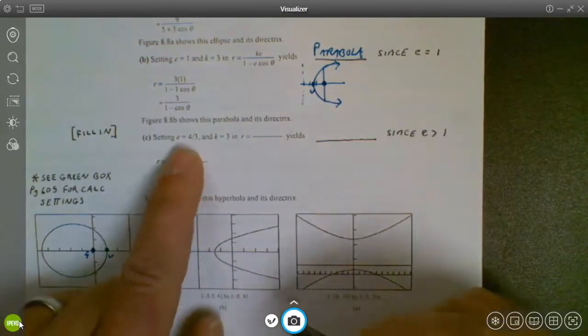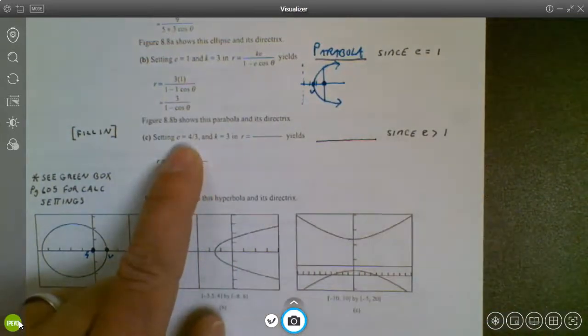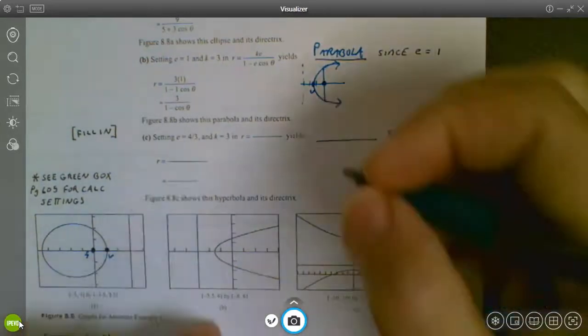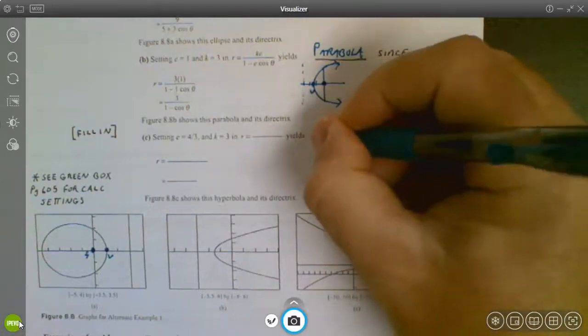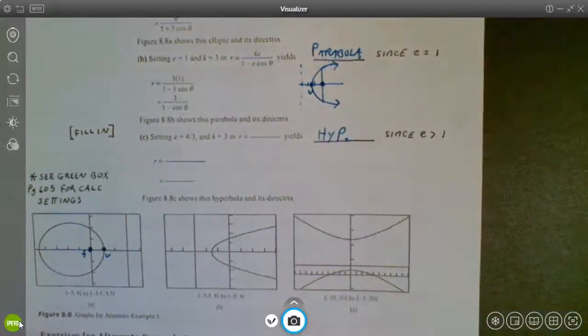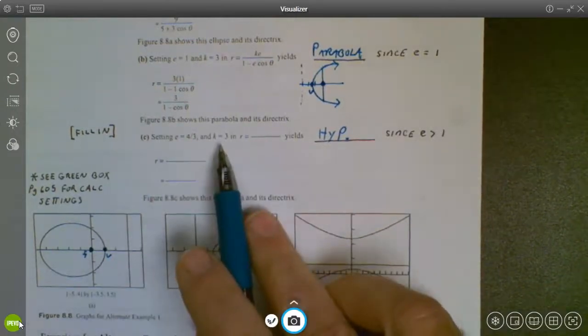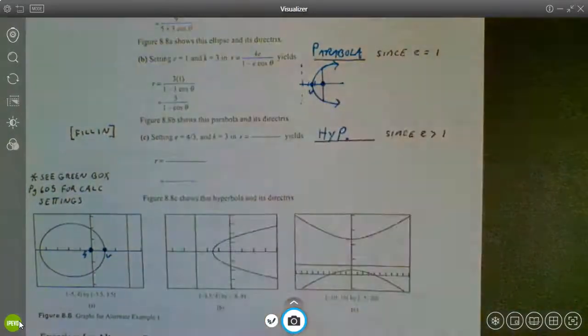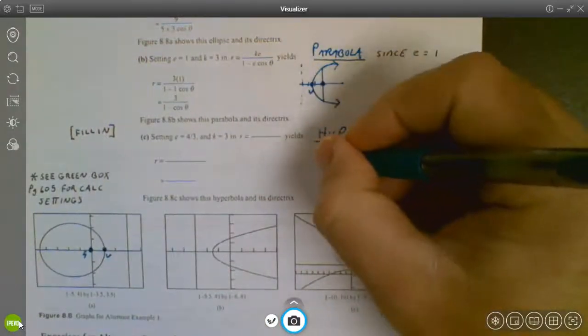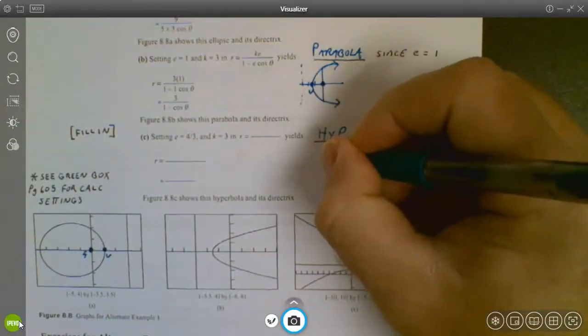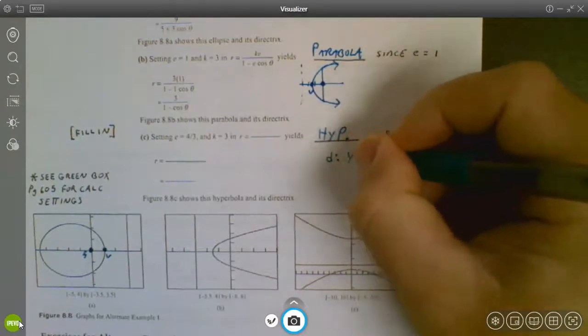So on the third one, they said the eccentricity was 4/3. You'll notice that's greater than 1. So this guy has to be the hyperbola. Let me abbreviate that. So we know it's a hyperbola. On this one, they said up above that the directrix, I'm just going to write it right here so you can see it, was y equals 3.